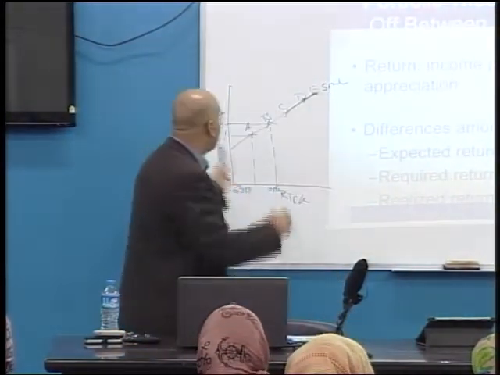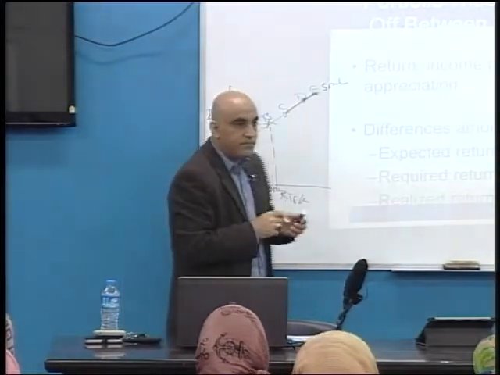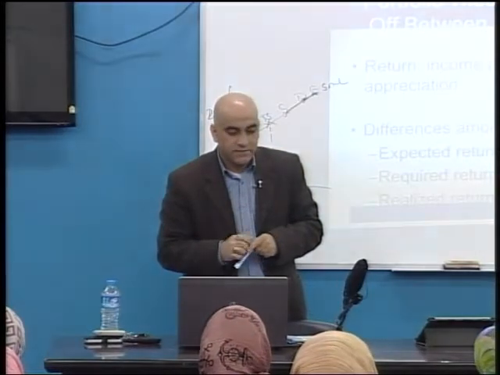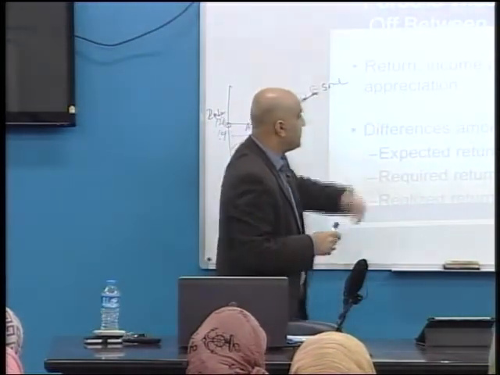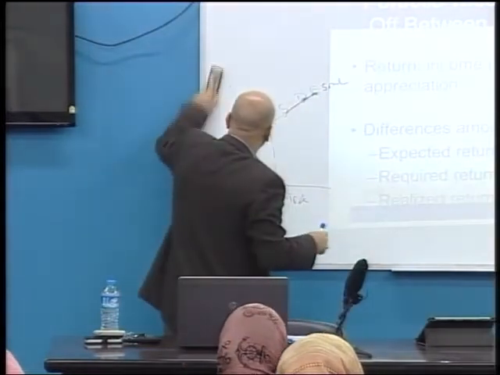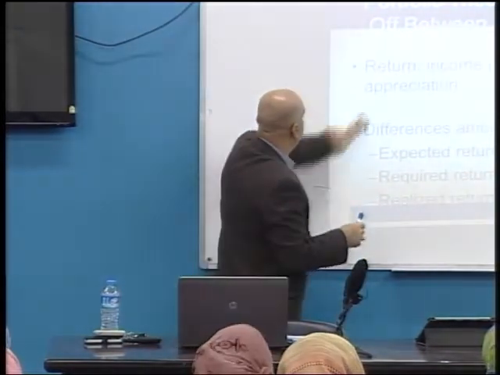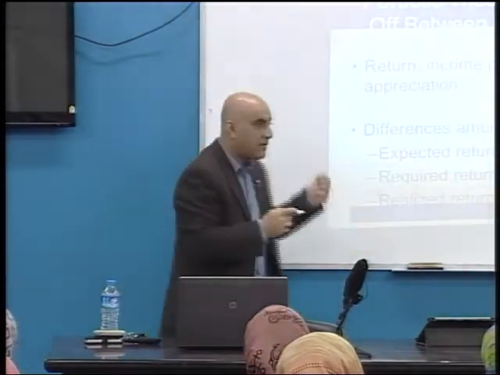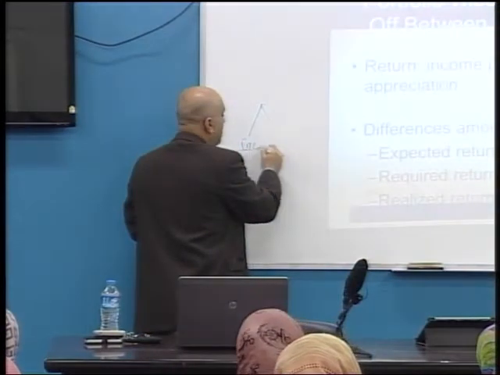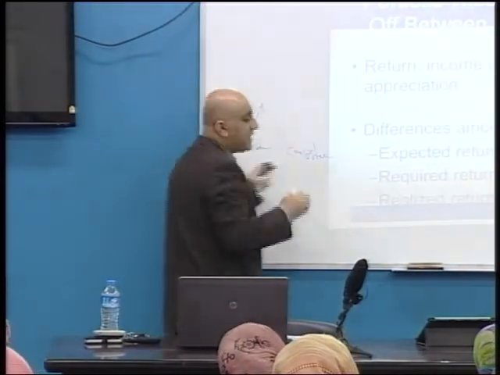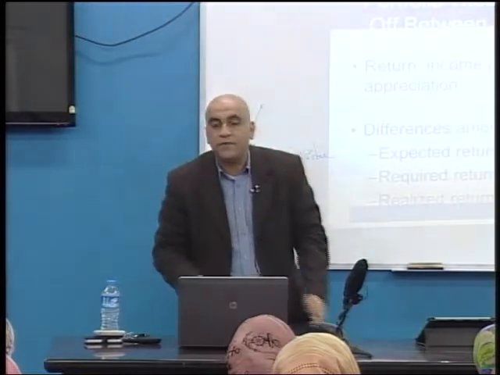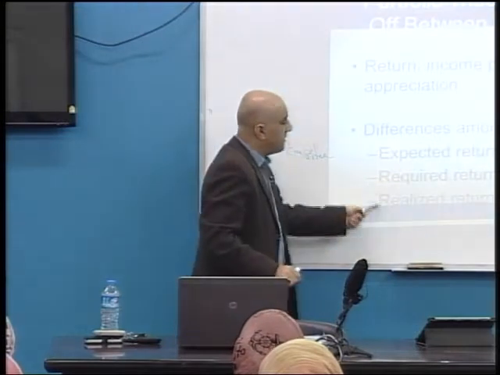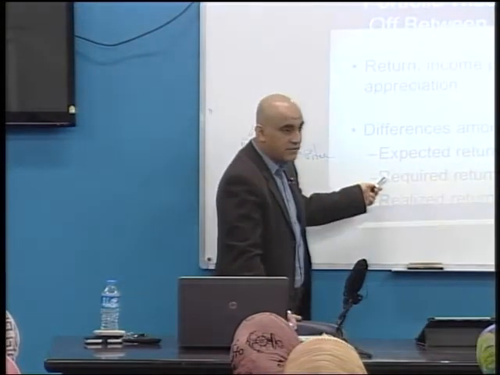Okay, so now we will focus first on the return. In the return, we have different types of return: income plus capital appreciation. Again, just to remind you from the first chapter, in the return we have two sources of return, the income and the capital. Based on these two main sources, we calculate the return. Generally speaking, we have three different types of return. The first one is the expected return.